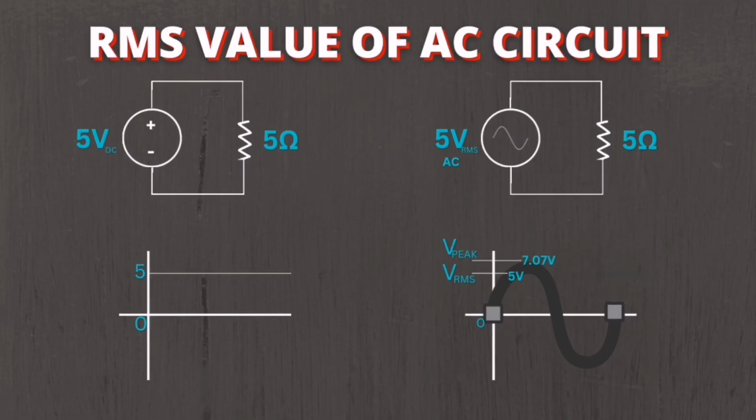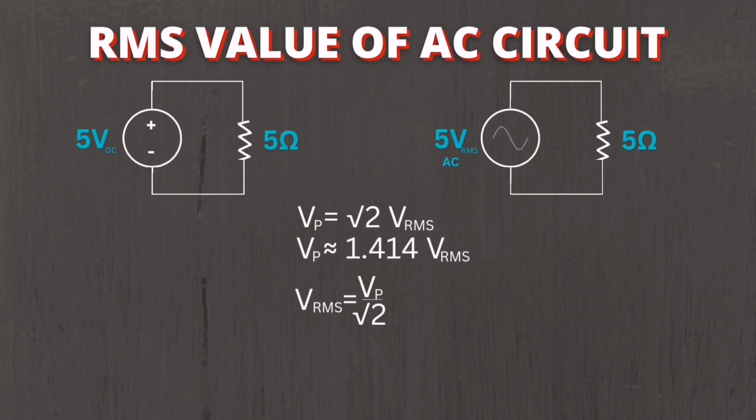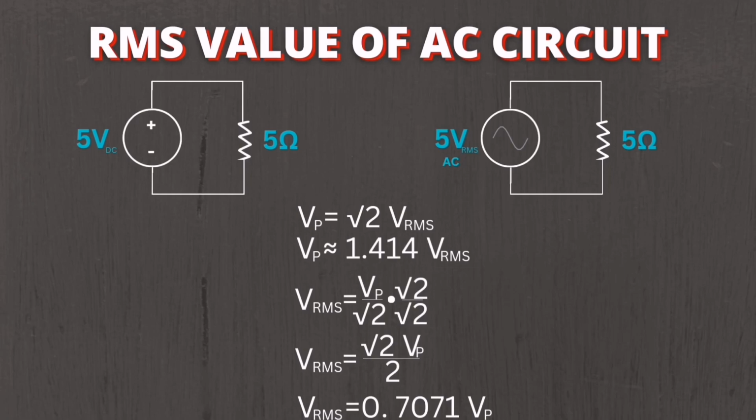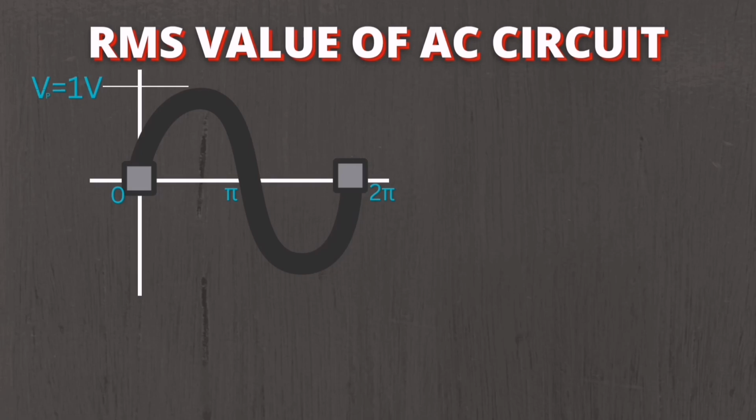Don't be confused if the peak voltage is given; then you have to calculate first its Vrms. To get the Vrms, guys, just use the formula Vp is equal to square root of 2 Vrms. And by manipulation, Vrms is equal to Vp divided by square root of 2. To simplify, we can rationalize the formula, then we will have Vrms is equal to square root of 2 Vp divided by 2, or Vrms is equal to 0.7071 Vp. I will show you where we get the value of 0.7071.